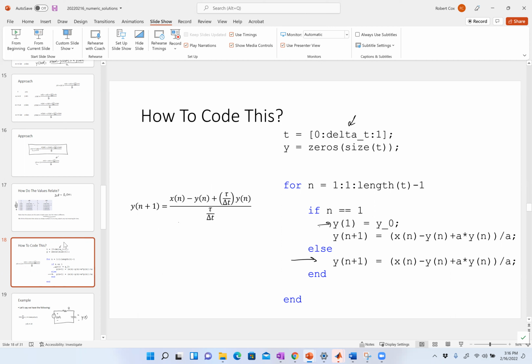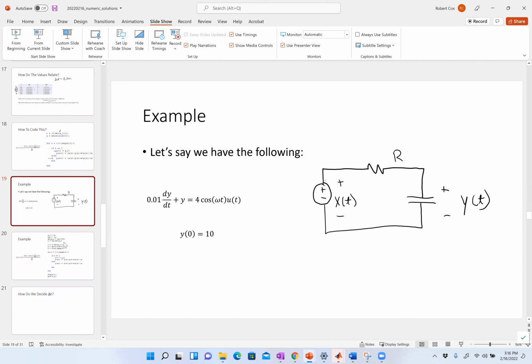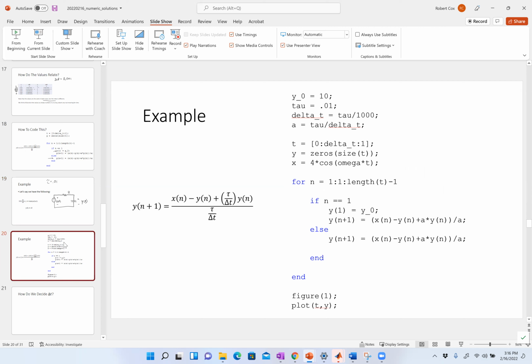Let's take a specific example here. I took this particular circuit, and in this case my tau is 0.01, and my input is 4 cosine omega t u of t. I want to solve for what y is going to be, but I want to solve for it without having to guess and all that. I just want to solve it and generate a graph of it. And I've got this initial condition. So I coded that up right here.